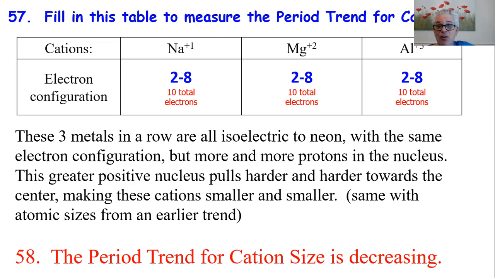2-8, 2-8, 2-8, they all look the same, right? But if you think about it, with the protons, there's more protons, even more protons, and the most protons in aluminum, they're going to get tighter and tighter and tighter. So the period trend for cation size is decreasing.